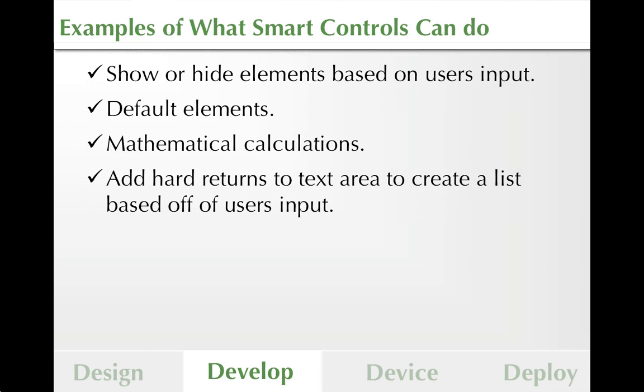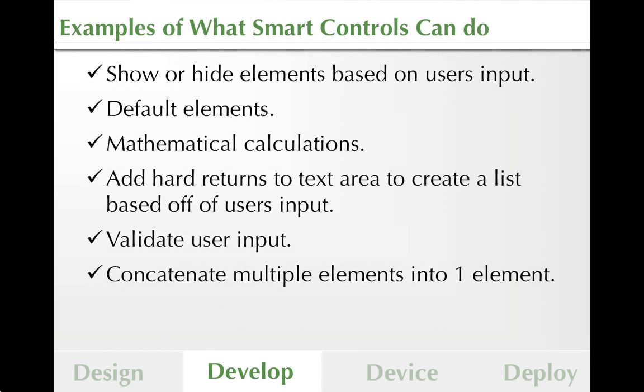And if some of this is unfamiliar to you, if you're unsure of what a hard return is, I will be showing you a demo in just a couple minutes, so you'll be able to see what exactly it is I'm talking about. This next one is to validate the user input, so that client validation. And concatenate multiple elements into one element. Like I said, I'll have an example of that in just a moment. And then we have the subform aggregation. So maybe in your subform, you have multiple records with multiple totals. You can aggregate all those totals to be displayed on the parent form.